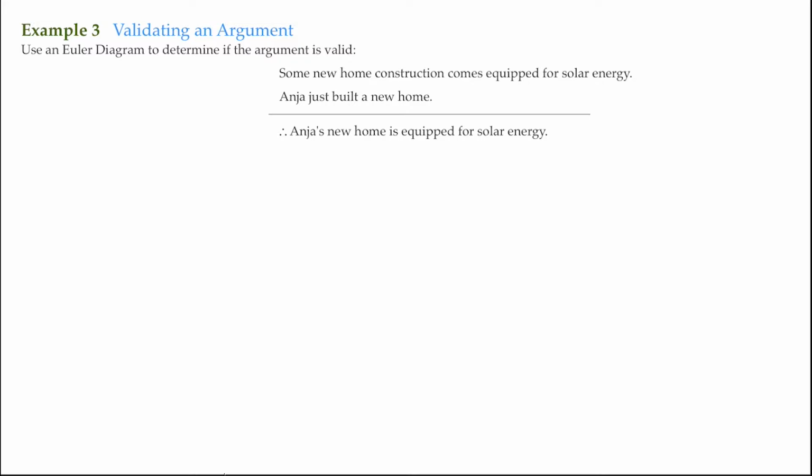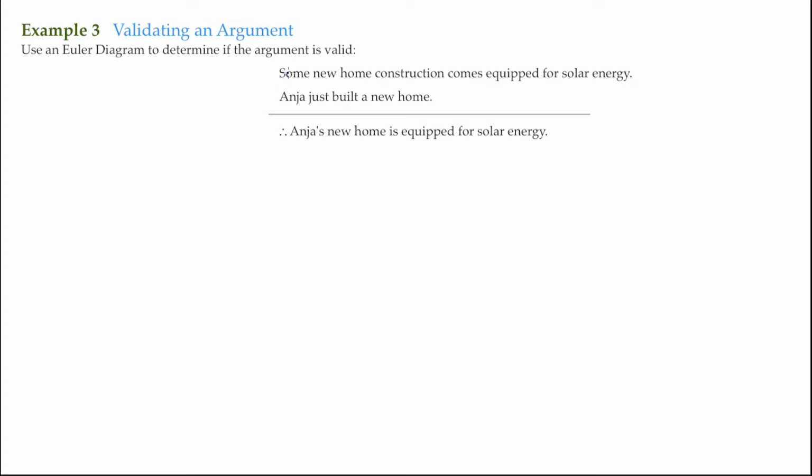So we continue in this example with validating these syllogistic arguments. Again, a syllogistic argument is an argument that contains a quantifier. So we have this argument here. Our first premise, some new home construction comes equipped for solar energy. Here's our second premise, Anya just built a new home. And then of course here's our therefore, Anya's new home is equipped for solar energy.